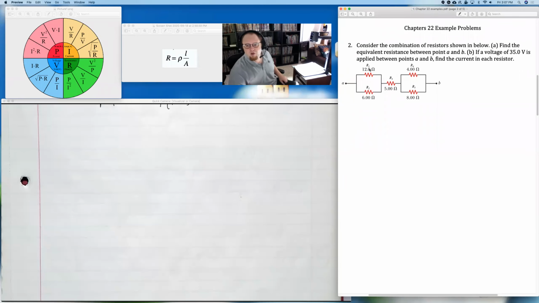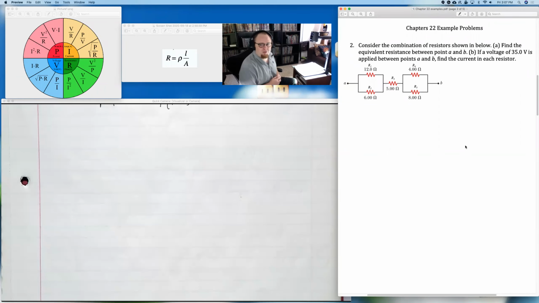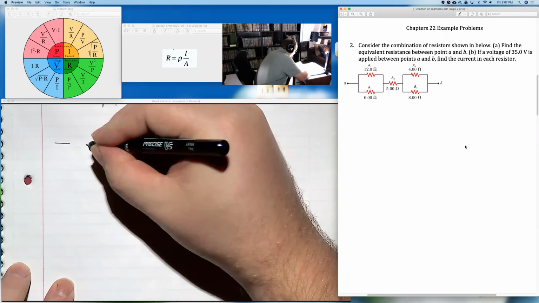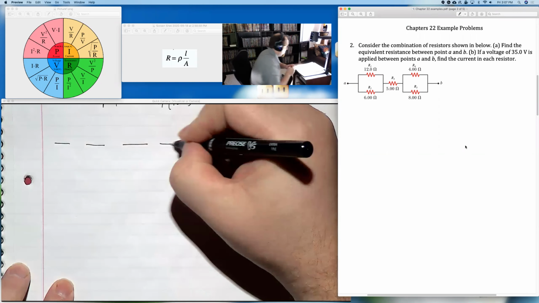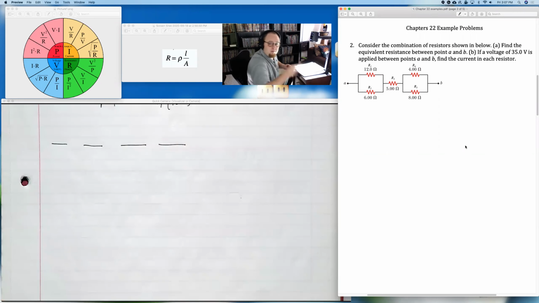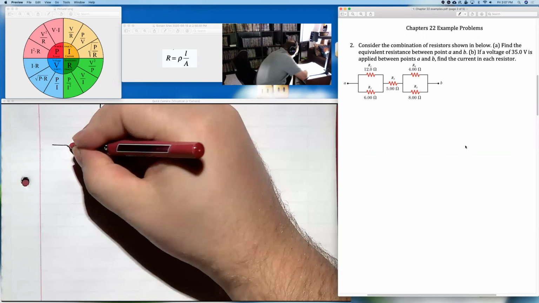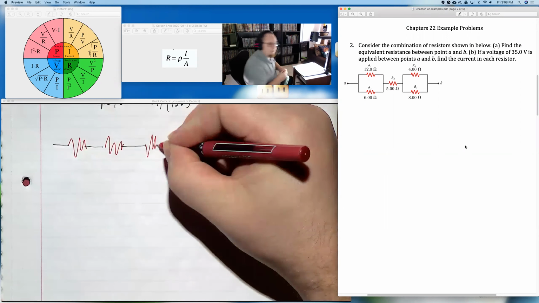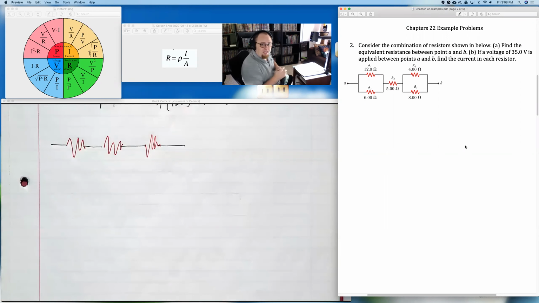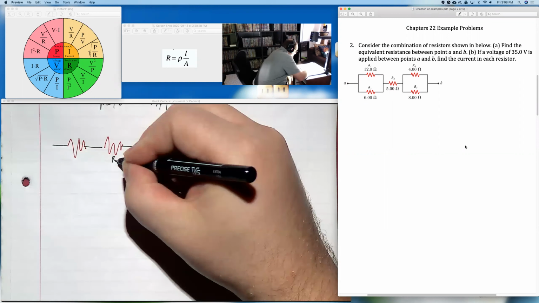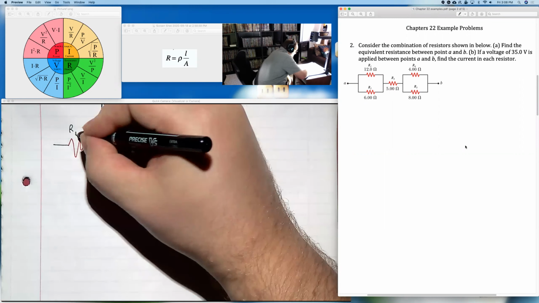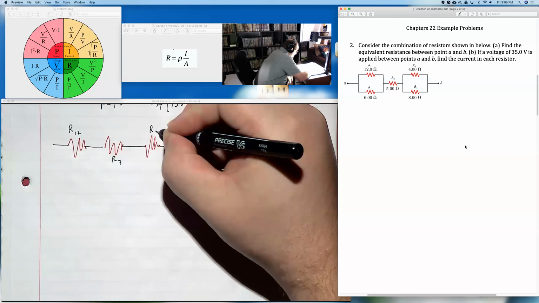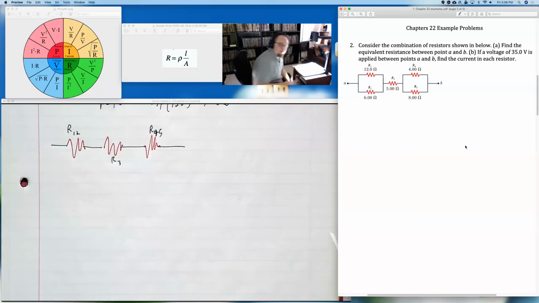There we go. 1 and 2 are in parallel with each other. 4 and 5 are in parallel with each other. And what I'm going to do is say that that diagram, matching my colors, is the same as this. What I'm saying is this is still resistor 3, but this would be resistor 1,2. And this would be resistor 4,5.